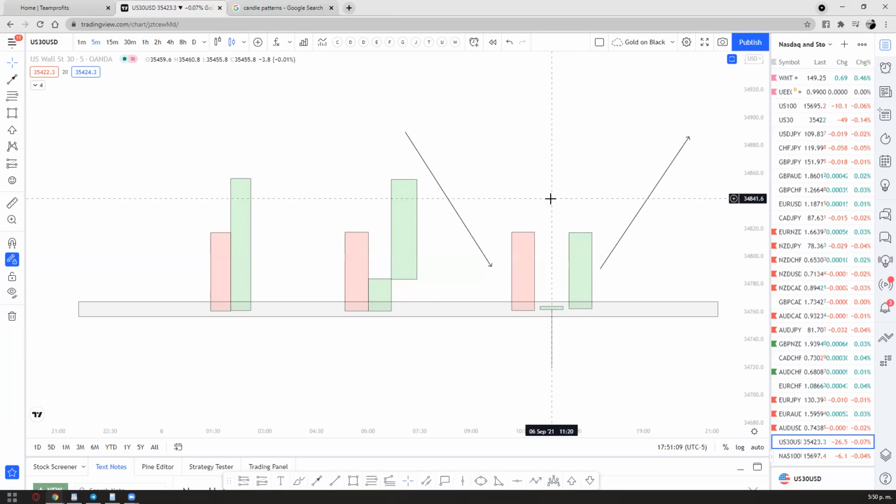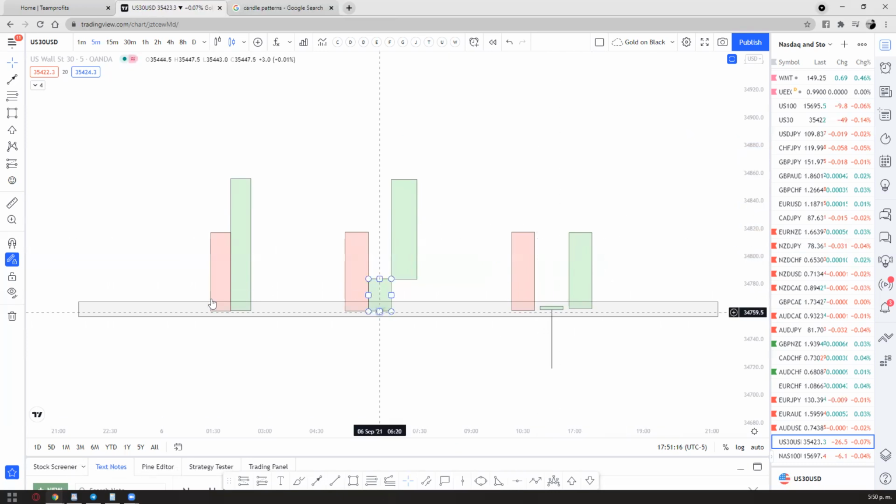They have different names, but what matters is that you find this in a very strong support or in a resistance on top. It's an inverse.